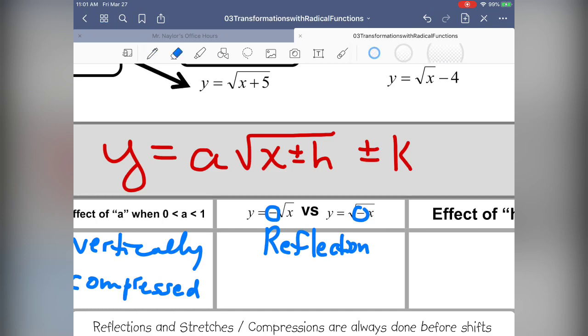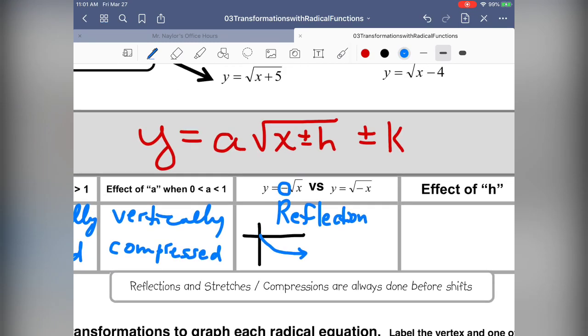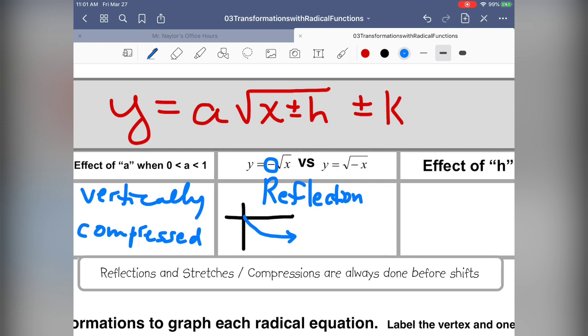And so let's start with the negative sign that is on the outside of the square root. Now, if you have a negative sign on the outside of the square root, it's going to take your graph and reflect it over the x-axis. Now, if you reflect a square root graph over the x-axis, it's now going to look like it's going down. And so again, that's when you have a negative on the outside of the square root.